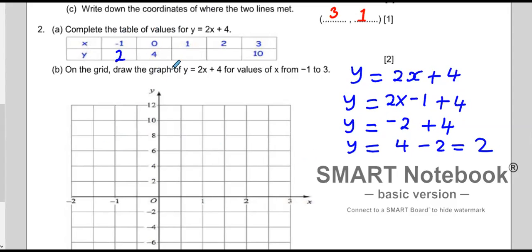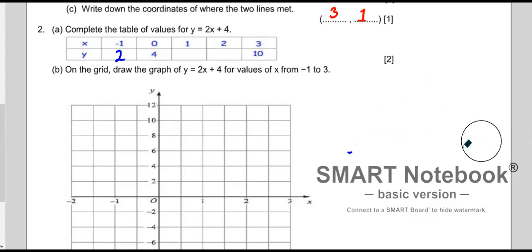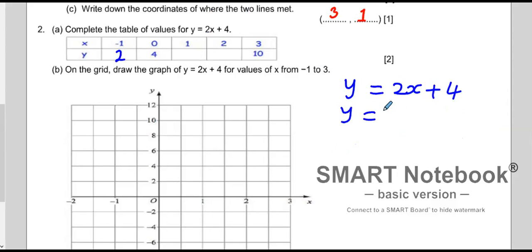All right, keep going. X is 0, y is 4. That part is completed. X is 1, what is the value of y? Okay, so let me do it for when x is 1. We have y equals 2x plus 4. Y equals 2 times x, x is 1, so plus 4. Y equals 2 plus 4. Y will be equal to 6. So you write here 6.